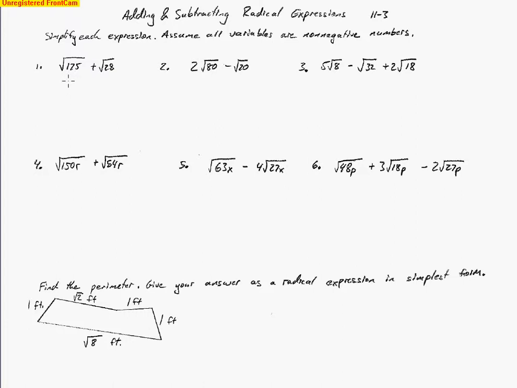So if you look at the 175 underneath the radical sign and the 28, they're not the same, so we cannot add them at this stage. However, what we can do is look for perfect squares to take them out. The ones that you want to look for are the square root of 4, the square root of 9, the square root of 16, square root of 25. These are perfect squares, and these are the most common ones that you'll see.